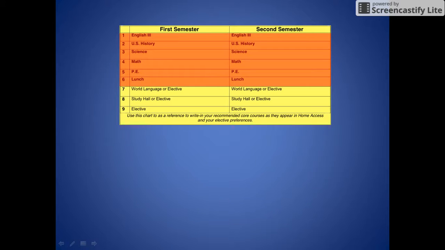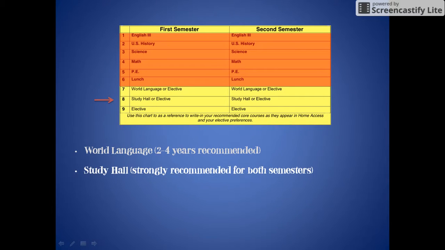After your required classes and lunch, you'll want to think about a world language. While a world language is not required for graduation, we highly encourage it if you're planning on attending a university after graduation. Next, you'll want to think about a study hall. Your counselor is going to encourage you to take a study hall in the fall and spring semester. The rest of your schedule you'll be able to fill with the electives of your choice.